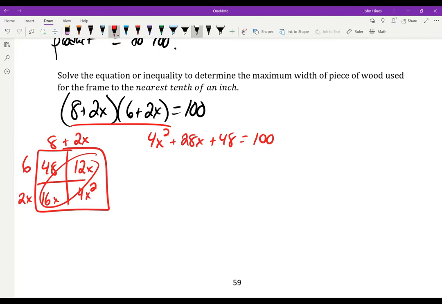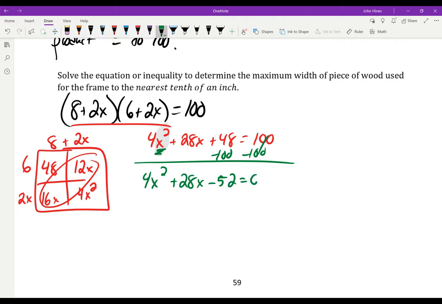And it's a quadratic equation. Hopefully you realize this entire unit has been about x squared equations. How do we solve equations that deal with x squareds? So it's a quadratic equation set equal to 100. So I'm going to subtract away 100. I have 4x squared plus 28x minus 52 is 0.